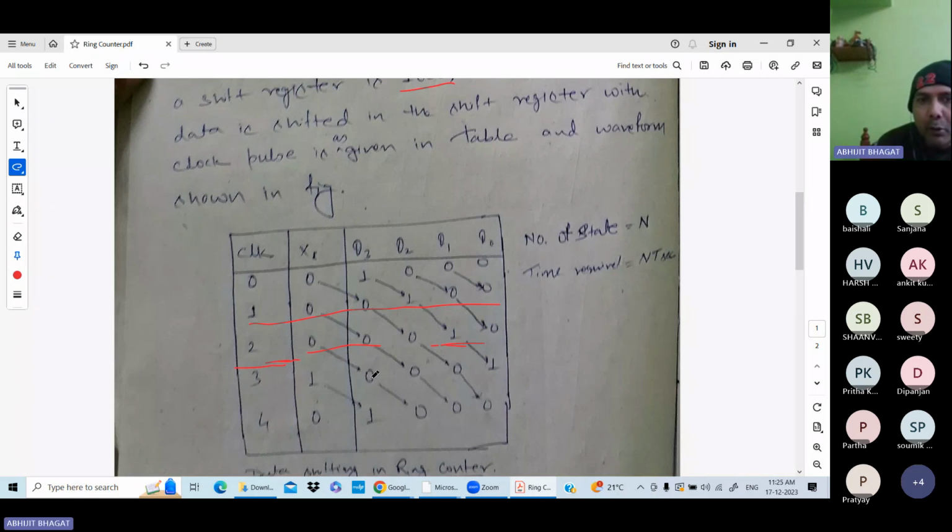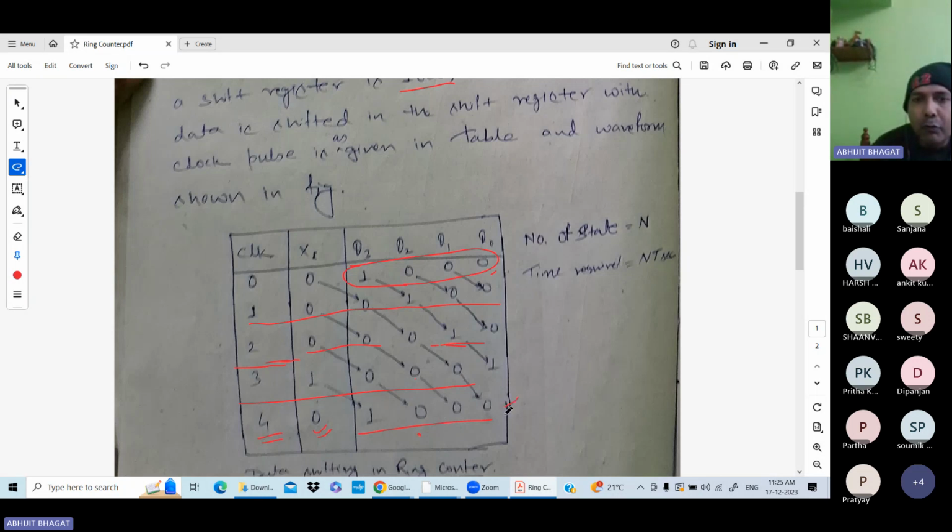This data will be shifted to this one. This is shifted to this one. So each bit is shifted by 1. And you can see after the fourth clock pulse, here again it is 0 input, and you are getting the same data as the initial data. Means how many states are required for getting the same data.